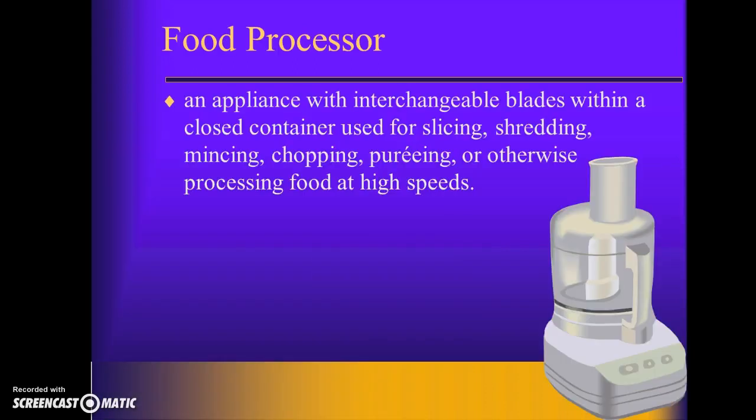Food processor. Food processors are great. An appliance with an interchangeable blade within a closed container used for slicing, shredding, mincing, chopping, pureeing, and otherwise processing foods at high speed. You can do so much more than that. You can make pastry crusts. You can prepare all the ingredients for, let's say, a salad bar in seconds. You can grate pounds of cheese for nachos or a taco bar. Probably the food processor is one of my most favorite small appliances to work with.